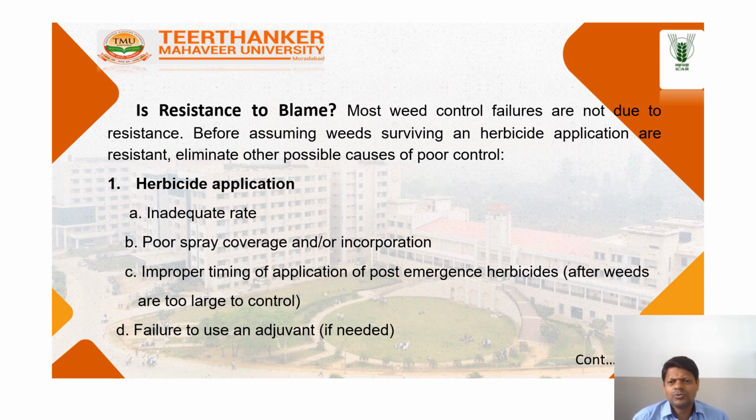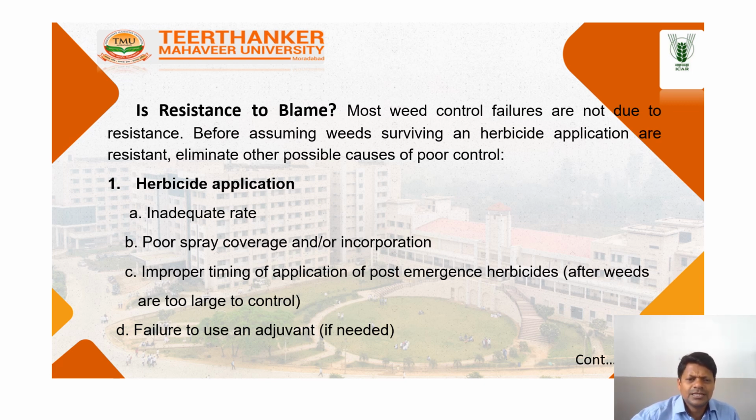Most weed control failures are not due to resistance. Before assuming that weeds surviving an herbicide application are resistant, eliminate other possible causes of poor control. Here he mentioned herbicide application problems: inadequate rate, poor spray coverage and incorporation, improper timing of application, post-emergence herbicide applied after the weeds are too large to control, and failure to use an adequate adjuvant.